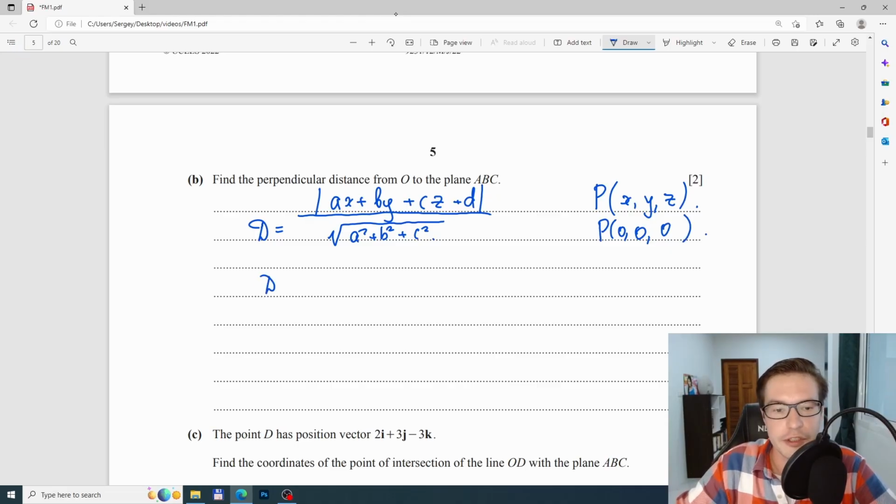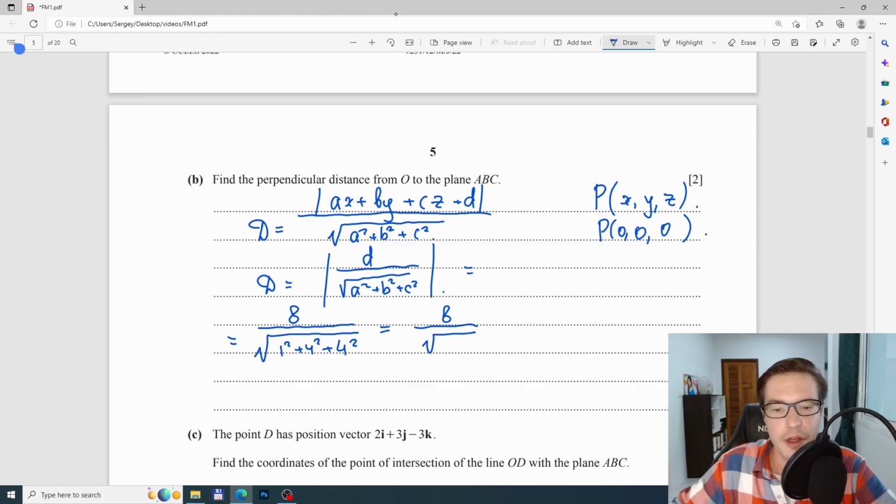So it means our distance is going to be equal to the absolute value of d over the square root of a squared plus b squared plus c squared. And now we can use the equation of our plane. So d equals 8 over the square root of 1 squared plus 4 squared plus another 4 squared. And it's 8 over the square root of 33. That's the final answer.